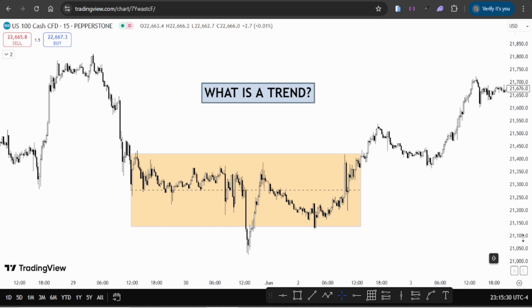So the market only does these three things. It either trends up, trends down, or consolidates. The key is knowing which one the market is doing right now.